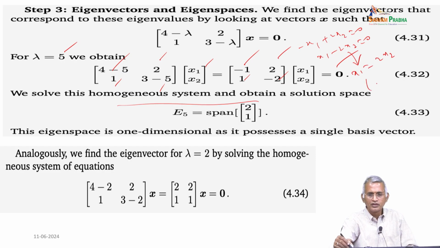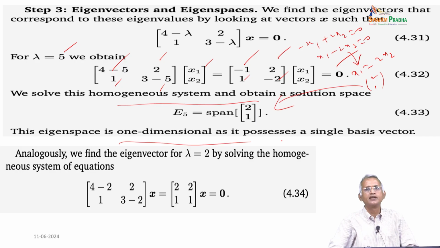So, if you choose x2 equal to 1, then x1 equal to 2. So, that is what is written here. So, the eigenspace is one dimensional as it possesses a single basis vector.